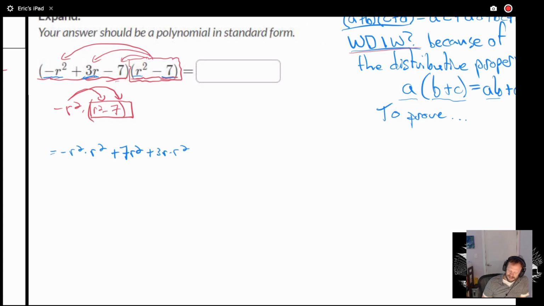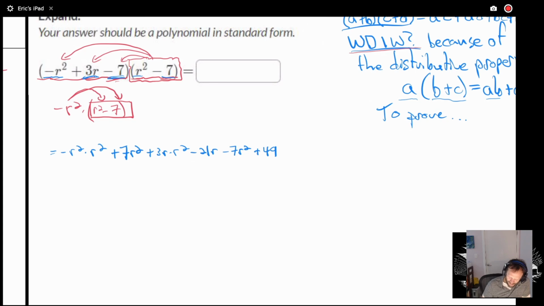3r times negative 7. 3 times negative 7 is negative 21 times r. And then we have the negative 7 to multiply by each of the terms. Negative 7 times r squared is negative 7r squared. Negative 7 times negative 7 is plus 49. So this expression is equal to this whole thing here.